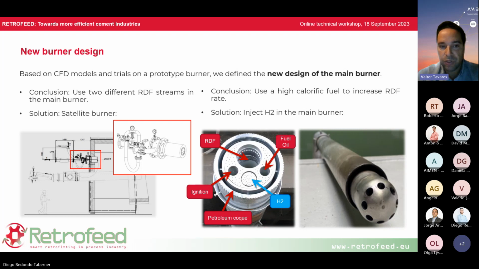Considering all these conclusions, we decided to install a secondary burner above the main burner and to use a nitrogen injector inside the main burner, like you can see in these pictures. Next slide, please.